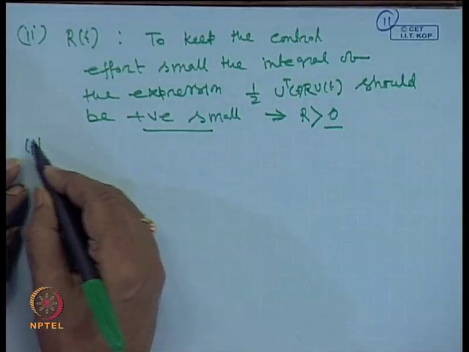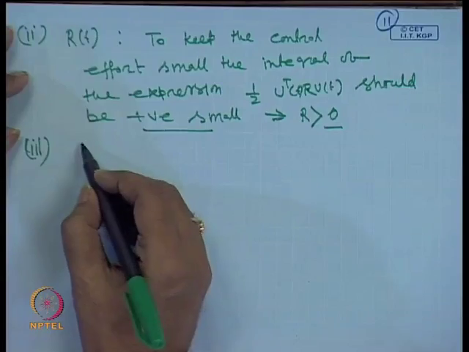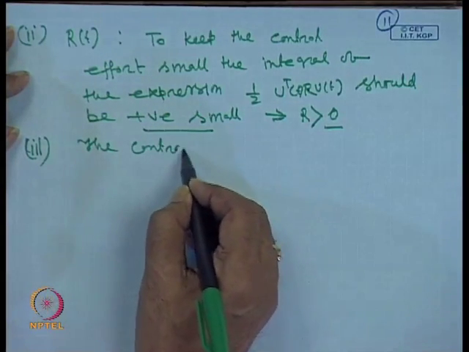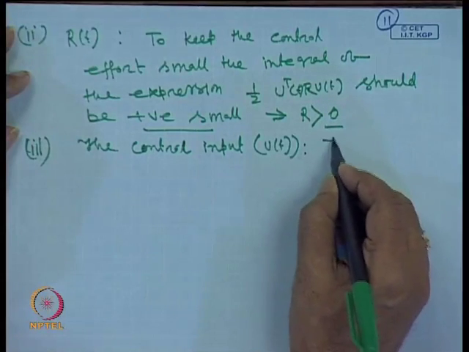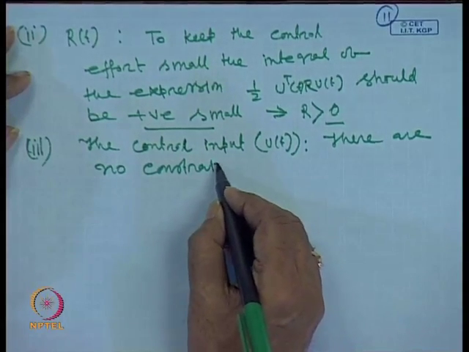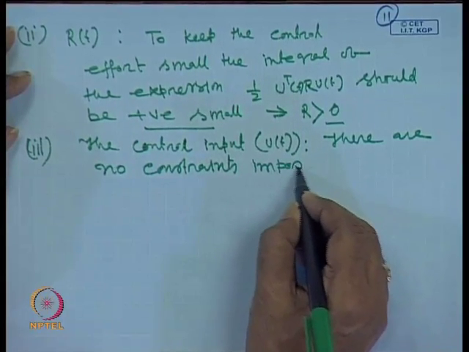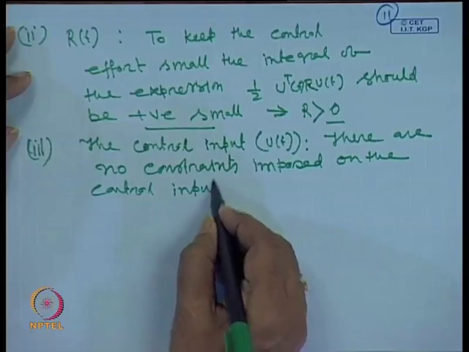Another important issue: in most practical control problems, you will find there is a restriction on the control input. That means the control input has a minimum value and a maximum value. Most practical problems have a restriction on the control input, but for the time being we will discuss that there are no constraints imposed on the control input u of t.